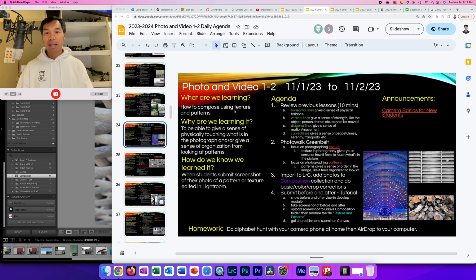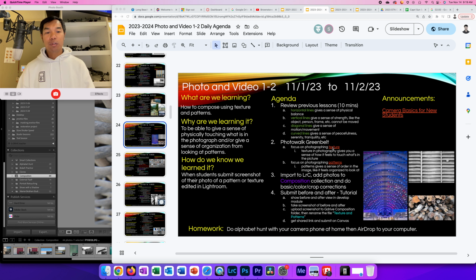What are we learning? How to compose using texture and pattern. Why are we learning it? To be able to give a sense of physically touching what is in the photograph and/or give a sense of organization from looking at patterns. How do we know we learned it? When students submit a screenshot of their photo of a pattern or texture edited in Lightroom. So you can go back and read through these, but here's the mission for today.